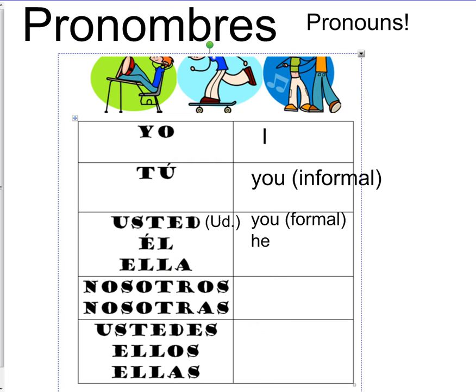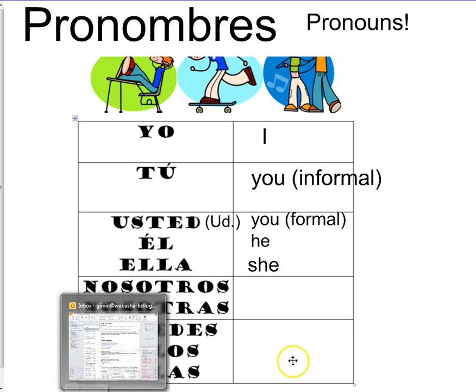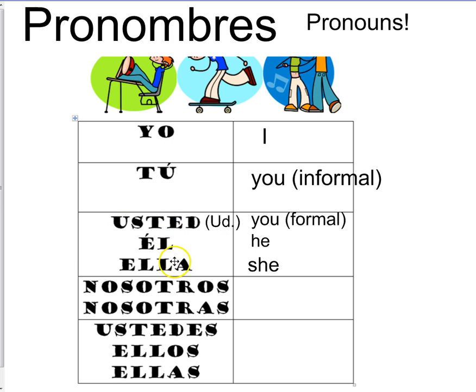So ella, we know, must mean she. So let's write that down, not capitalize it. Ella means she. Now remember, two L's in español, like this, is elle, and it produces the y sound. So this is ella, and not ella. So far we have yo, tú, usted, él, ella.